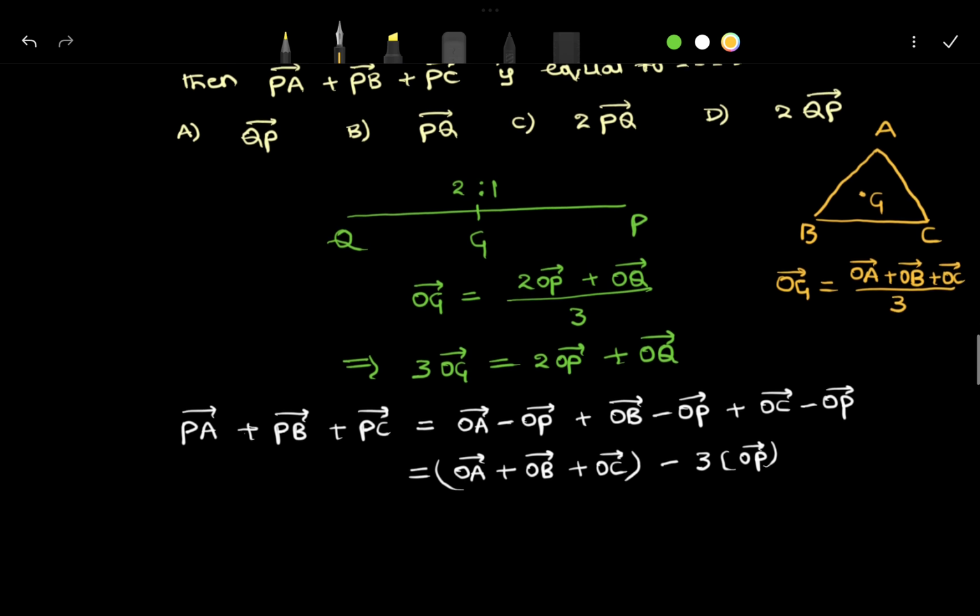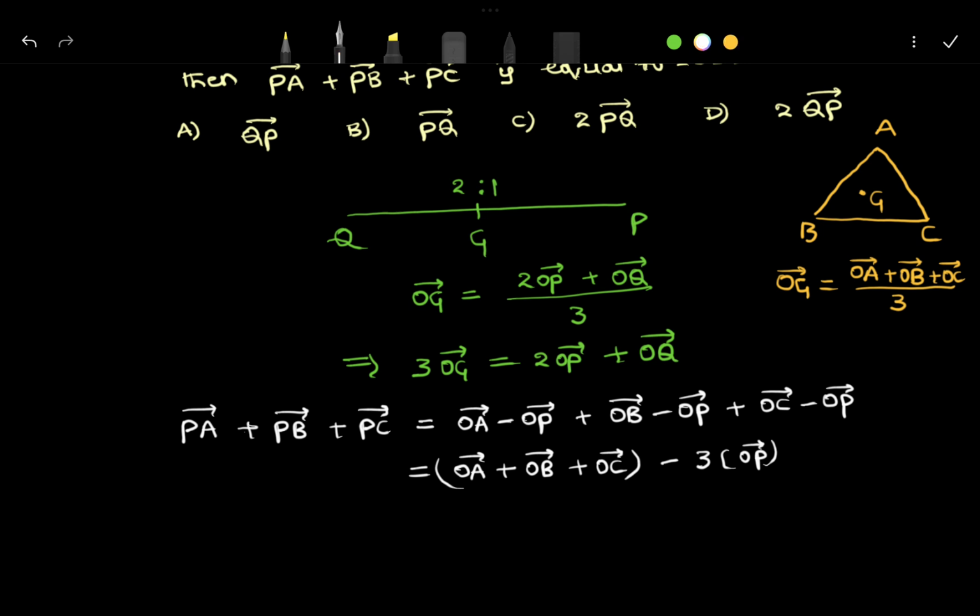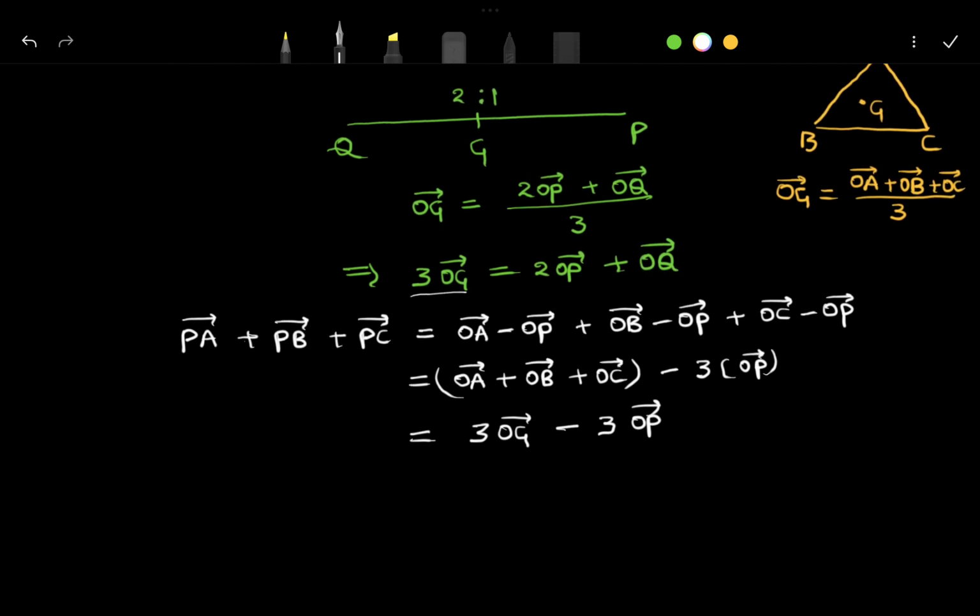By using this formula, OA plus OB plus OC you can write as 3 into OG bar. So 3 into OG bar minus 3 into OP bar. Now from the above result, OG bar is equal to 2 into OP bar plus OQ bar, divided by 3. Substitute this value: 2 into OP bar plus OQ bar minus 3 into OP bar.